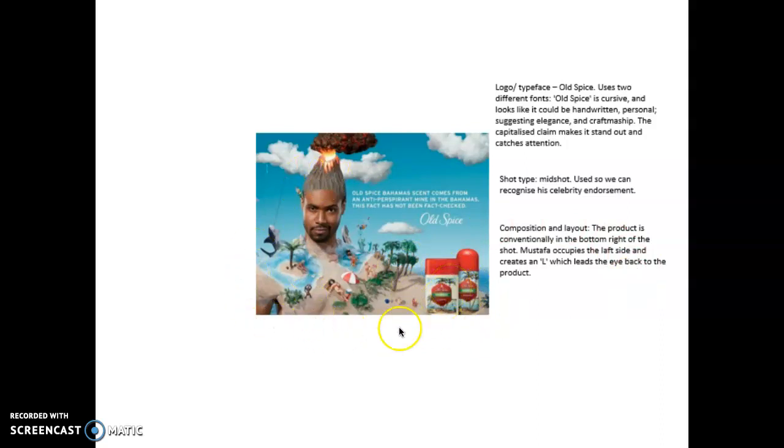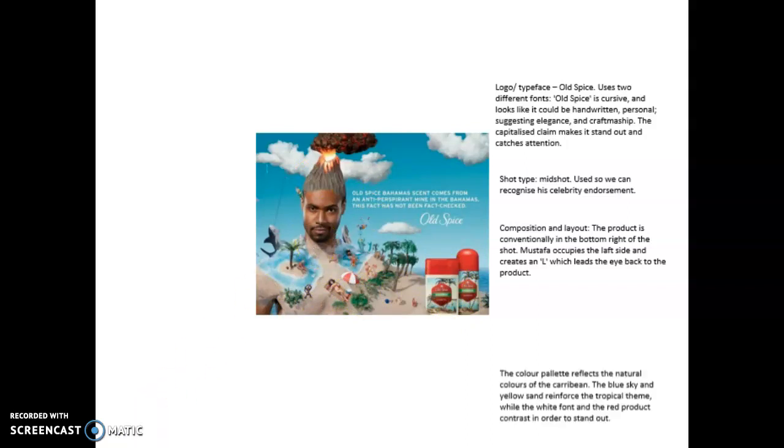But if you look at the rest of this, as I mentioned in the previous slide, there'll be something that draws your eye towards the product. And in this case, if you take this big letter L here, we have Mustafa here suggesting the island, and our eye is drawn down to the right to the product. So our eye is already led back to the product just by the composition of the poster.